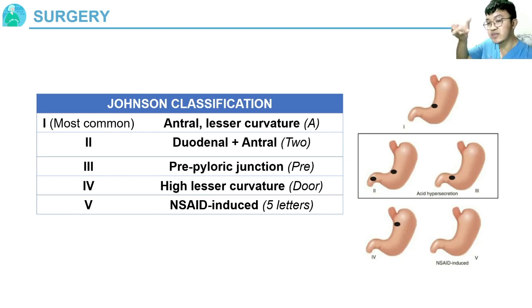If it's in the proximal end of the stomach, in the high lesser curvature, just when the esophagus ends and becomes the stomach, you have the high lesser curvature there. You imagine it like a door. It opens into the stomach. So 4 sounds like door, high lesser curvature. 5 is NSAID induced. NSAID has 5 letters. NSAID induced is Johnson 5.